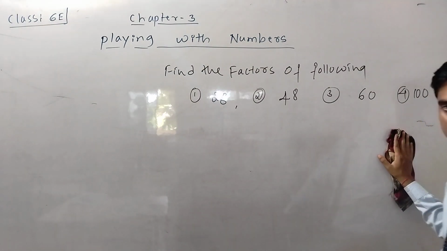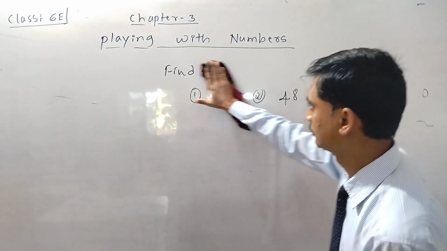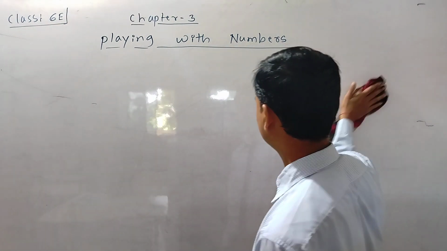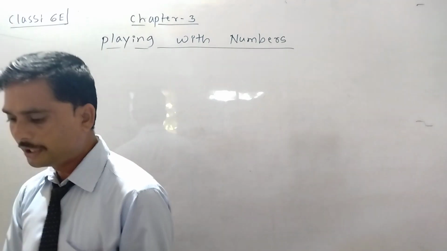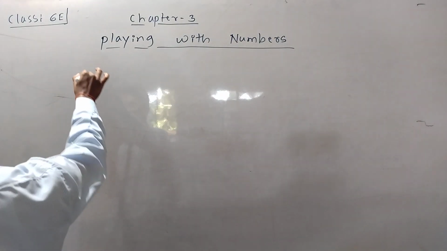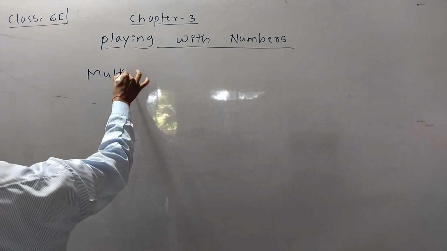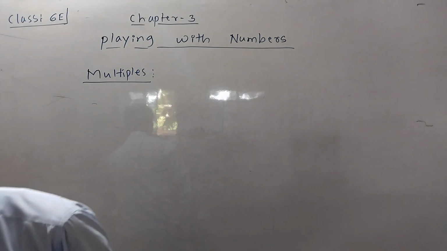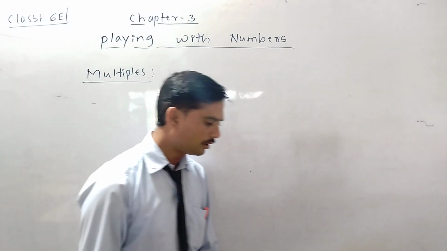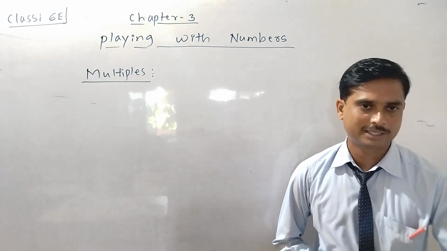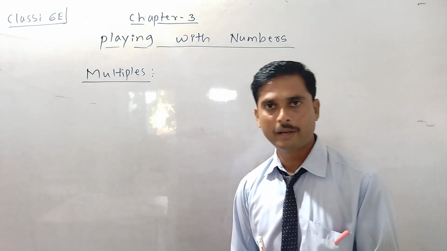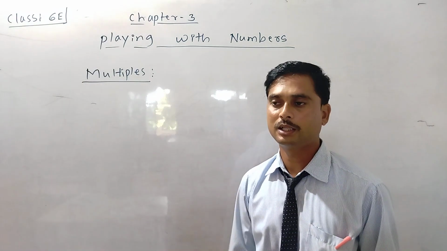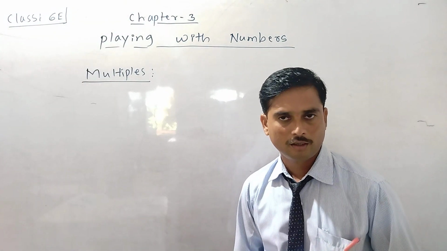Next point we are going to discuss. Okay. Now we have completed factors. Now we are going to discuss multiples. Factors and multiples: these are the one point and two faces. One is the back and another one is the front face. This type, factors and multiples, are one point, two faces.